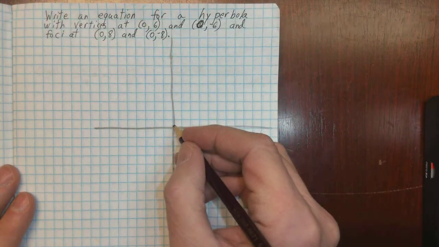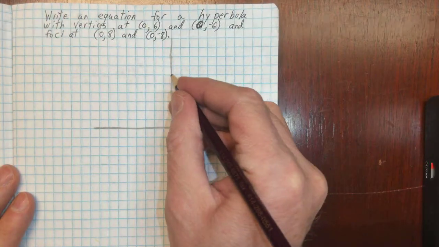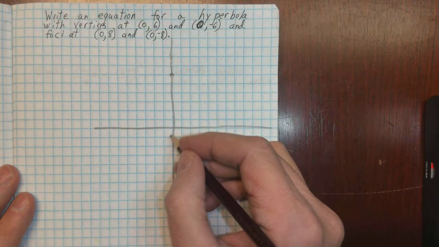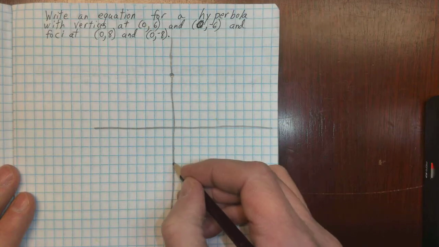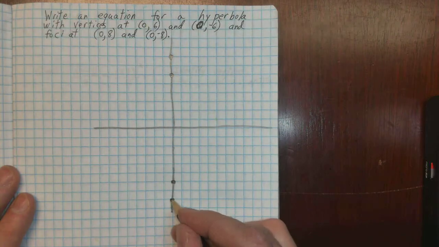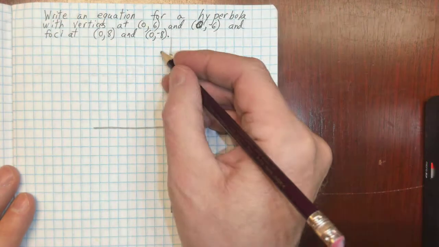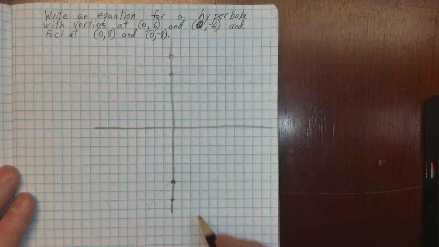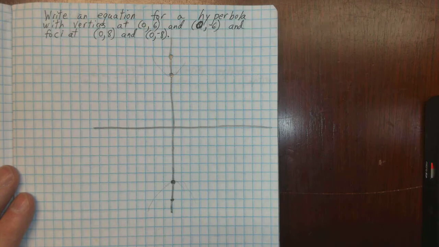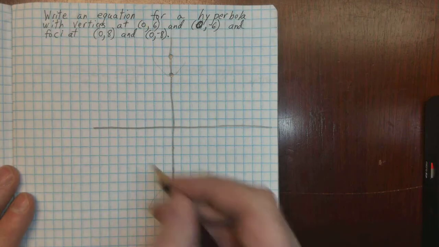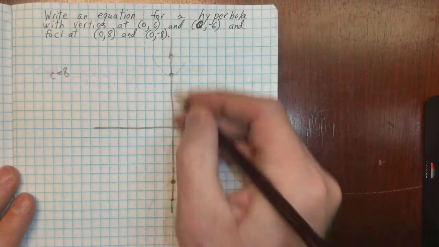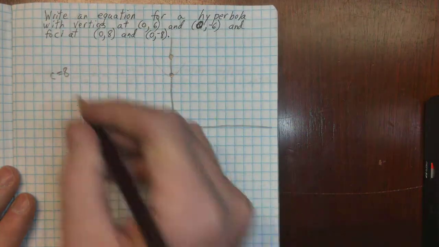So (0, 6), 1, 2, 3, 4, 5, 6 is a vertex. (0, -6), 2, 3, 4, 5, 6 is another vertex. (0, 8), (0, -8) are the foci. So our curves are going like this. The foci are inside the curves. And what I see here is C is 8. That's how far from the center to the focus on each side.